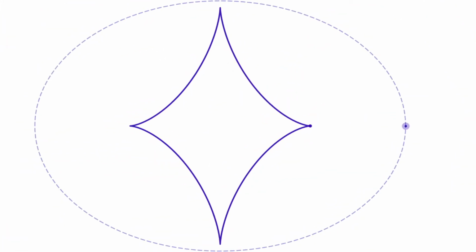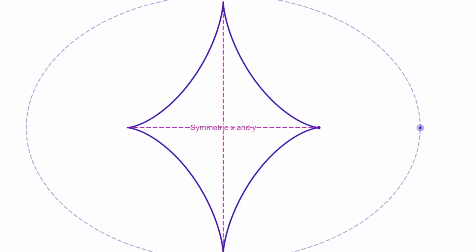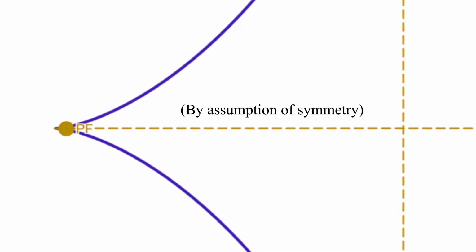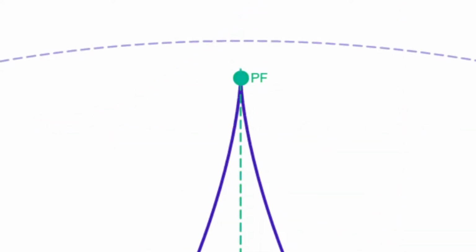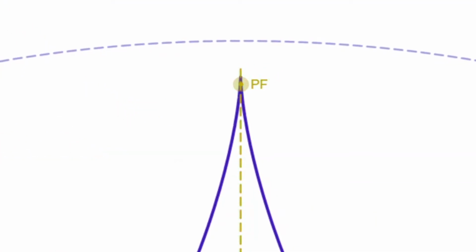Another important characteristic of the asteroid is that it is symmetric with respect to the x and y axis. So what this implies is that if we have located the PF of the right side, we can also locate the PF of the left side by assumption of symmetry. The same goes with the PF at north to locate the PF of the south. In short, we just have to locate the right PF and the upper PF.